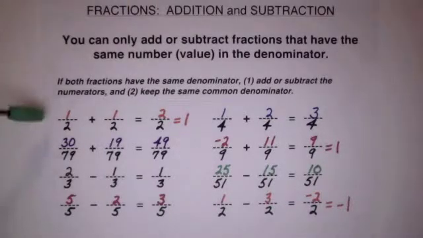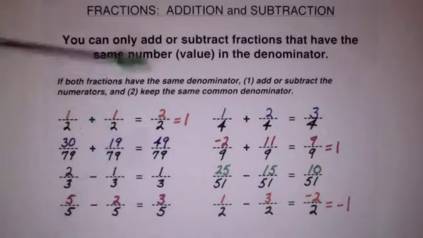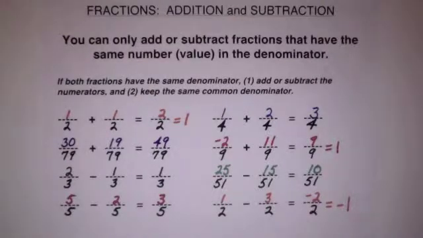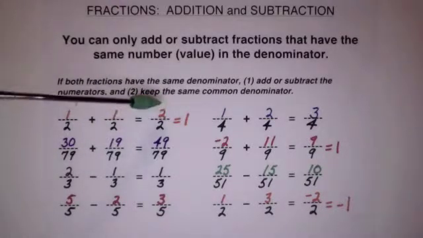Let's look at the first example. 1/2 plus 1/2. I have the same number in the denominator of both fractions. The denominator is the bottom number, the numerator is the top number. The denominator for both fractions is 2, so I write that same common denominator right here as my answer. Now I add the numerators. 1 plus 1 equals 2.